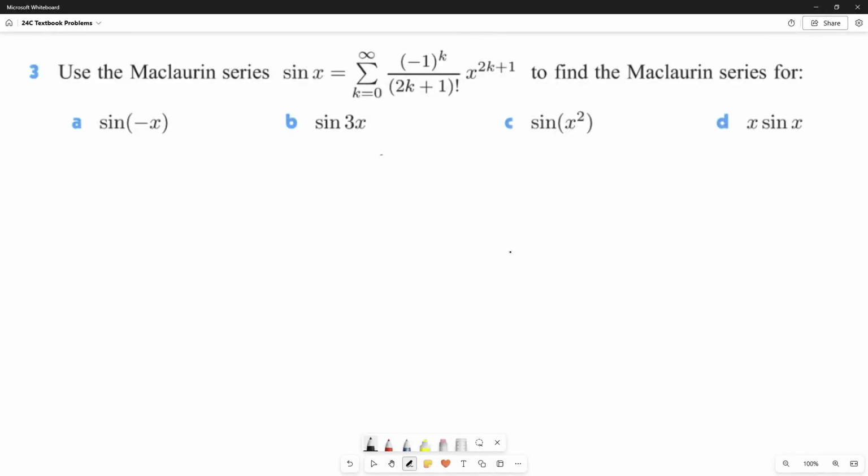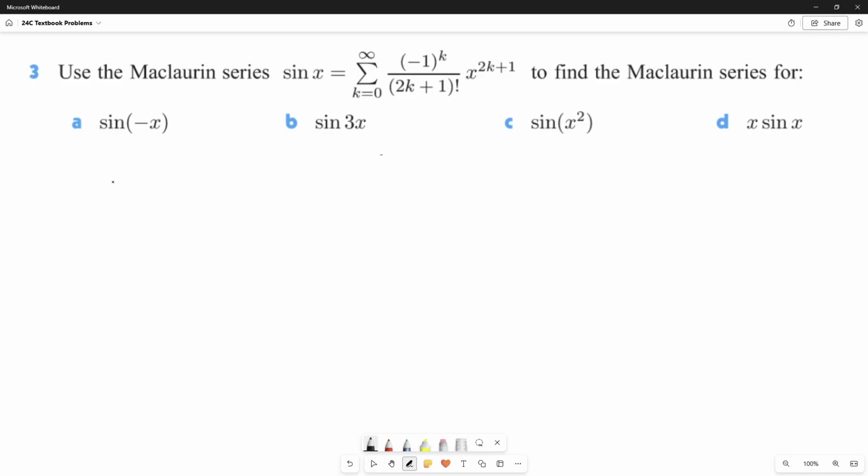So question 3 says, using the Maclaurin series, sine x equals the sum from k equals 0 to infinity of this. Define the Maclaurin series for these. And the question says find the Maclaurin series, and it doesn't say write the first few terms or write the terms up to whatever. So your answer is going to be in sigma notation, just like this right here. But it's still the same process. You just substitute, like for part A, you substitute negative x for x.